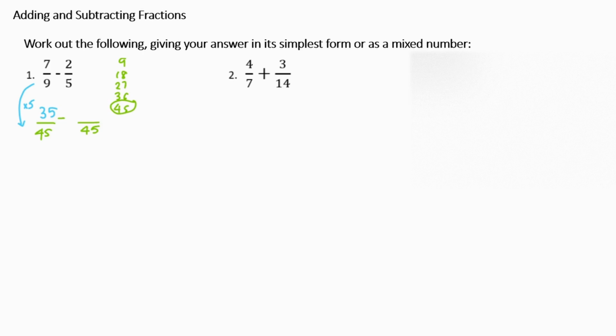7 times 5 is 35. To make 5 into 45, we have multiplied it by 9. So we're going to do the same thing to the 2. 2 times 9 is 18. And now, because both of these have the same denominator, we can simply take away the numerators. So 35 take away 18 gives us 17, and the denominator remains 45.